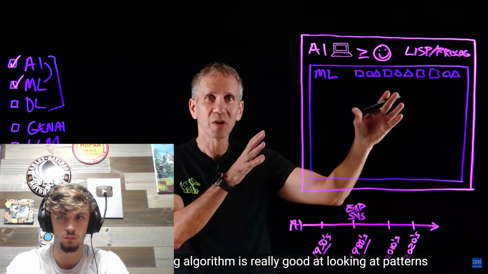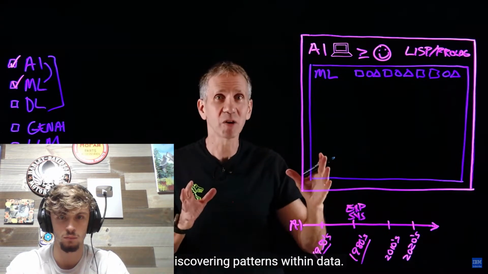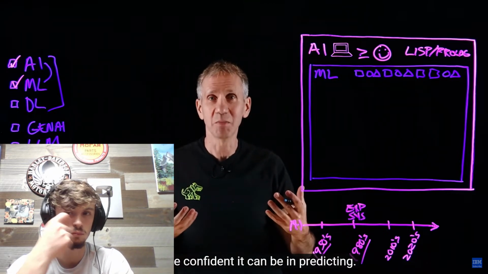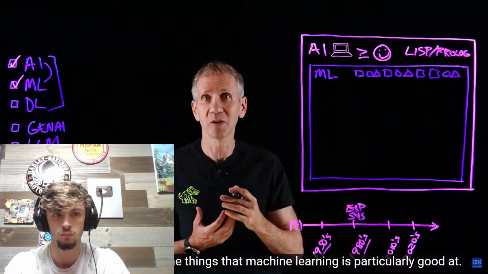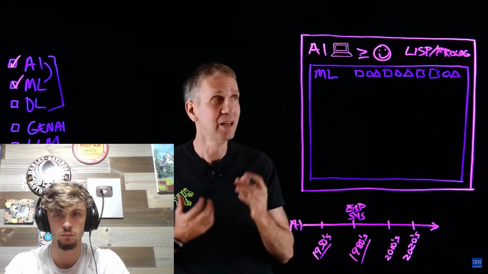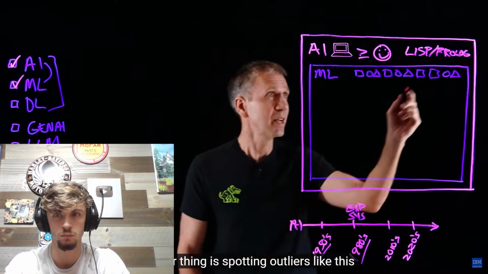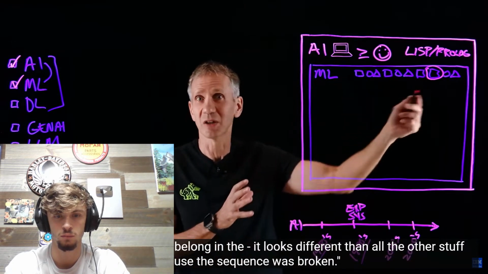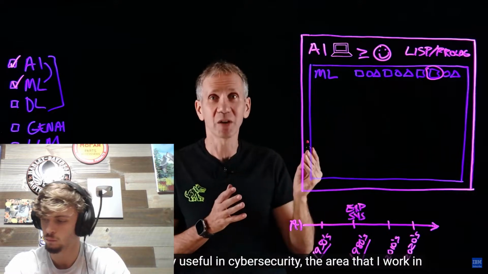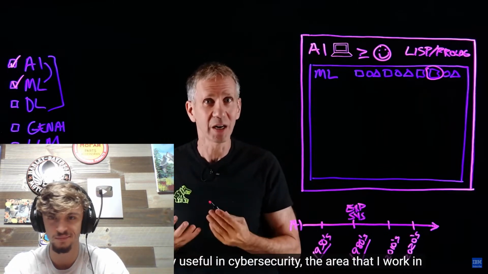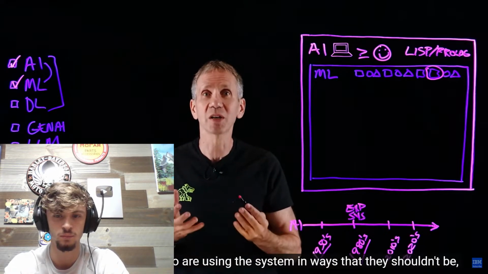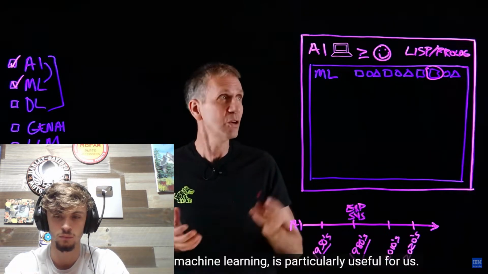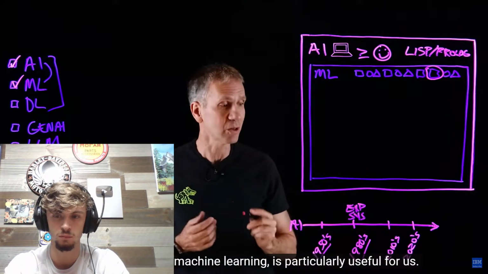So a machine learning algorithm is really good at looking at patterns and discovering patterns within data. The more training data you can give it, the more confident it can be in predicting. So predictions are one of the things that machine learning is particularly good at. Another thing is spotting outliers like this and saying, oh, that doesn't belong in, it looks different than all the other stuff because the sequence was broken. So that's particularly useful in cybersecurity, the area that I work in, because we're looking for outliers. We're looking for users who are using the system in ways that they shouldn't be or ways that they don't typically do. So this technology, machine learning, is particularly useful for us.